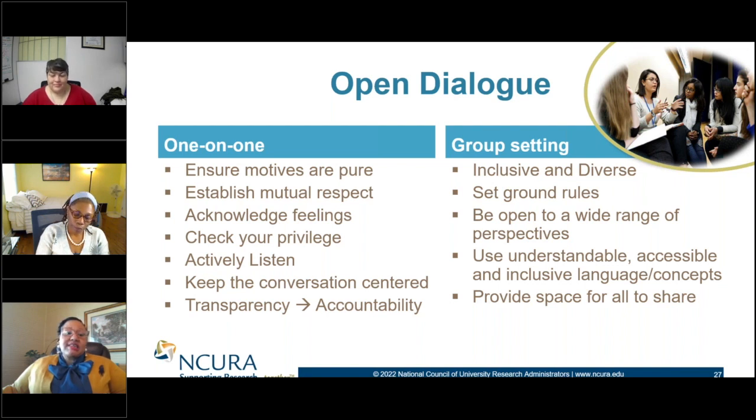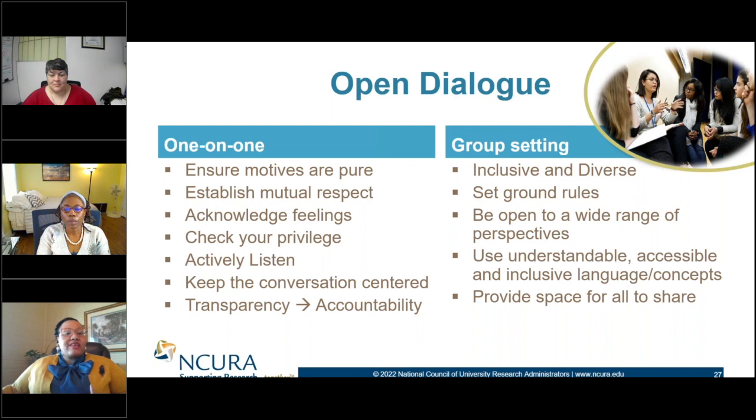There will be emotions and maybe tensions, but as a facilitator, please acknowledge those feelings. It is okay if people are having these feelings. Throughout the discussion, use understandable, accessible, and inclusive language and concepts. Be inclusive. Don't single anyone out. Listen. Make sure that the space is welcoming and non-threatening to anyone participating.